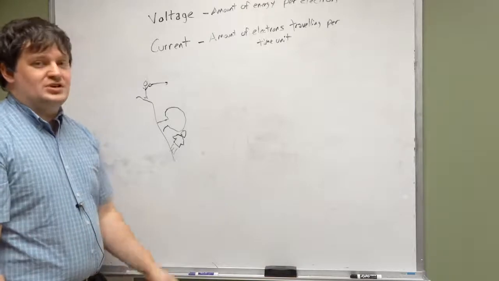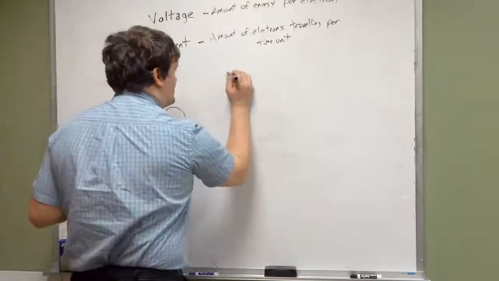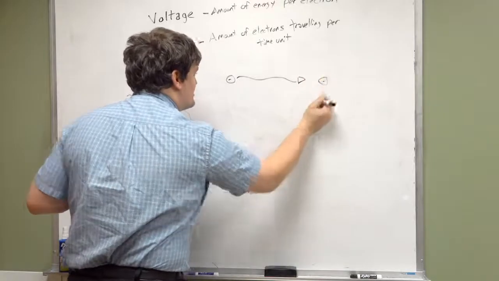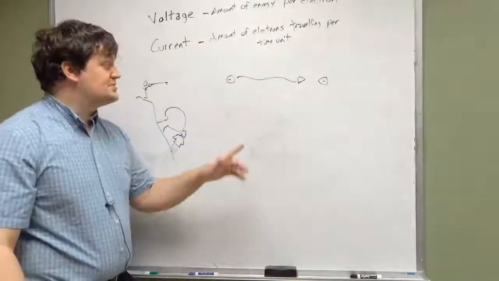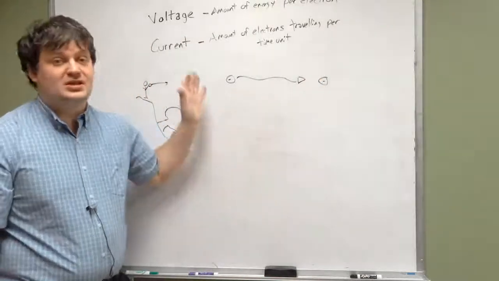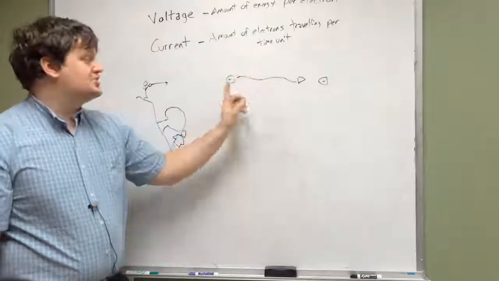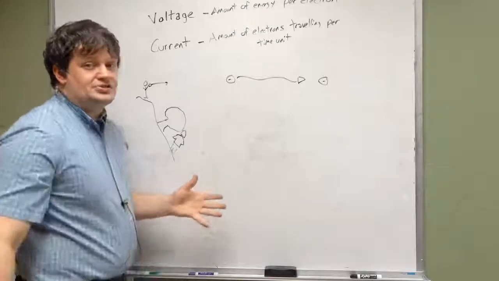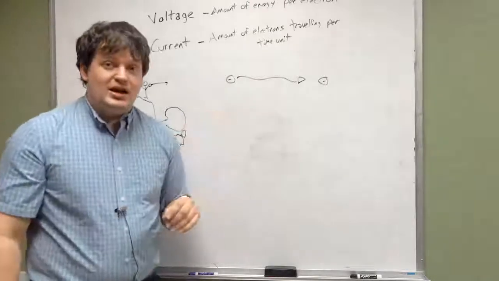In current, if you only have one electron over here, and that electron just travels in this direction and ends up over here, you have a very low current. Doesn't matter how fast it is. Traveling at the speed of light doesn't matter. One electron traveling over here, low current. You have a lot of electrons traveling over here, you have a pretty high current.